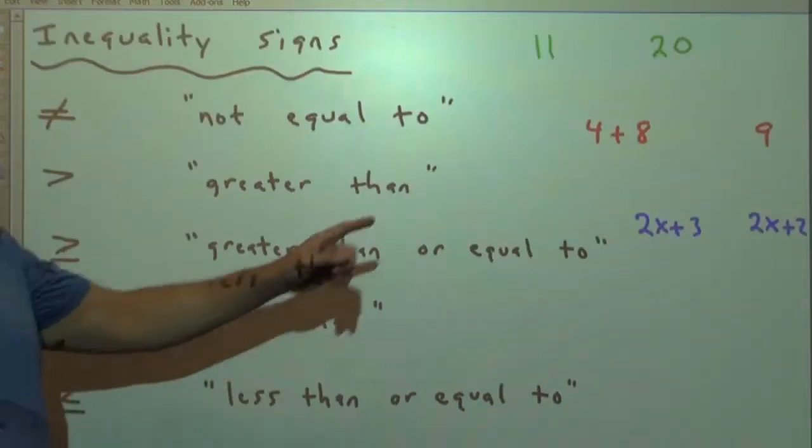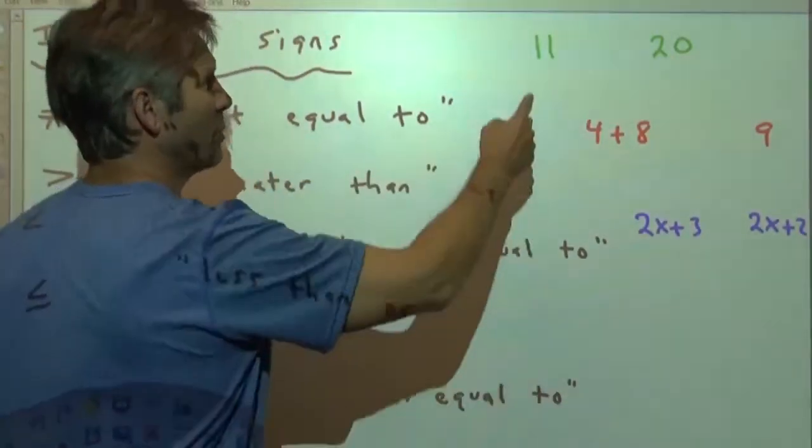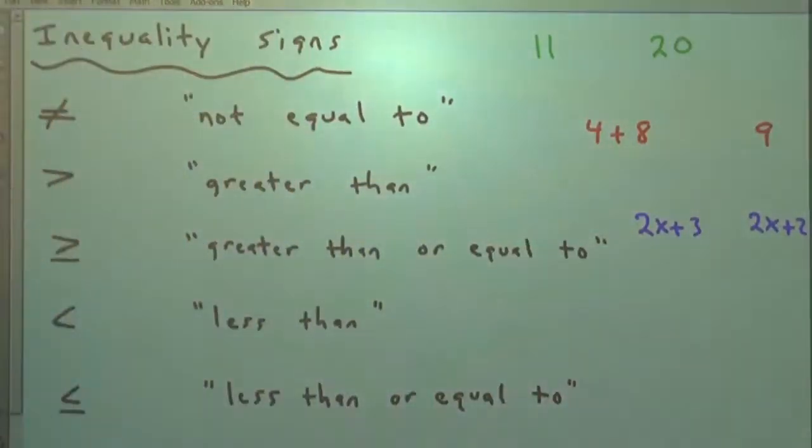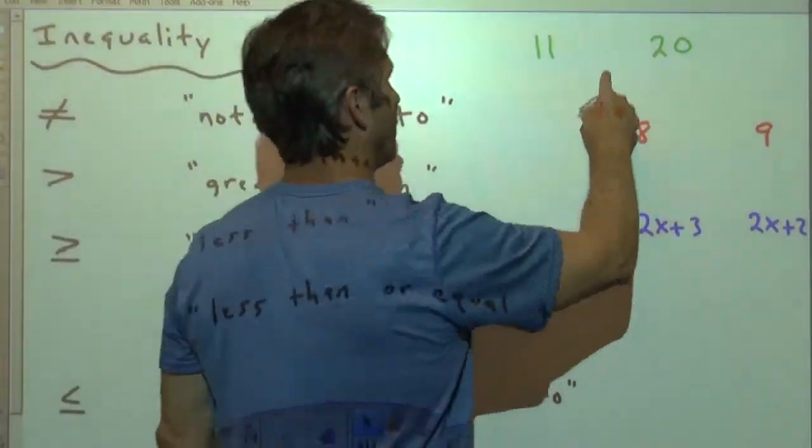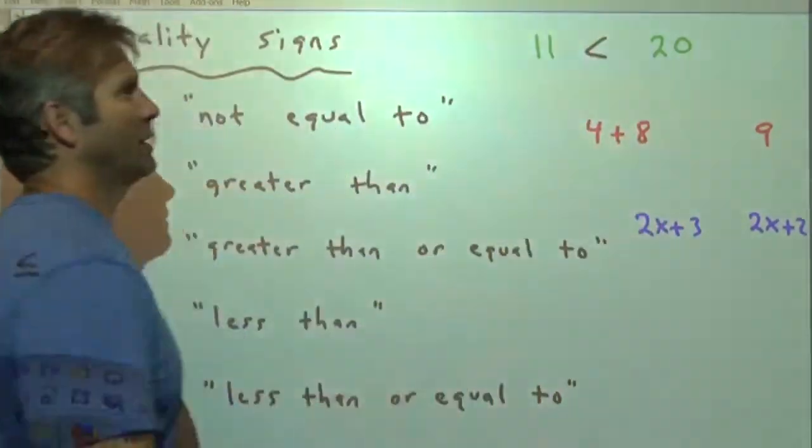So, let's look at these two numbers, 11 and 20. How would you compare 11 to 20? Well, clearly it is less than, so we would grab this sign right here. We'd say, well, 11 is less than 20.